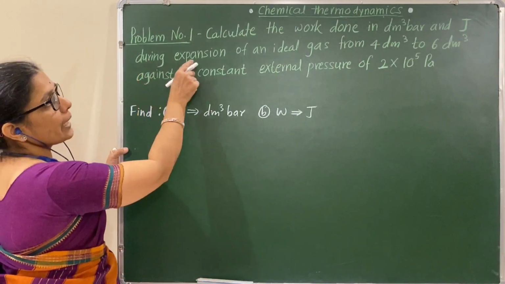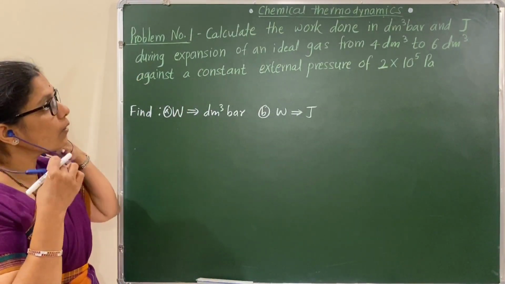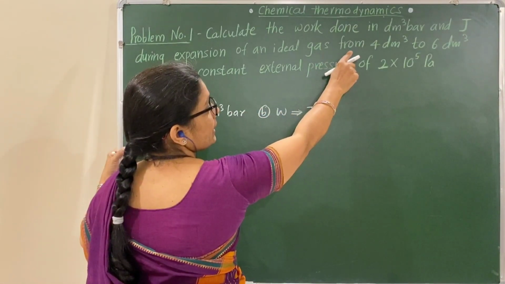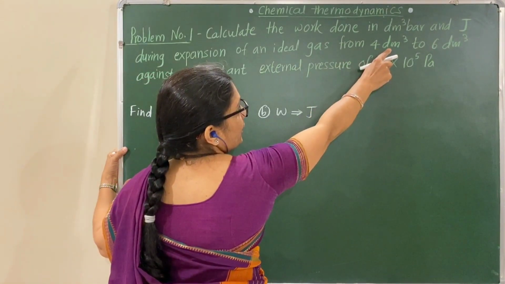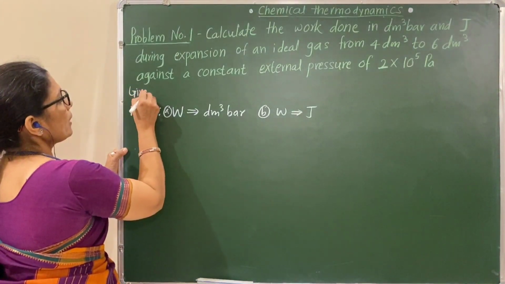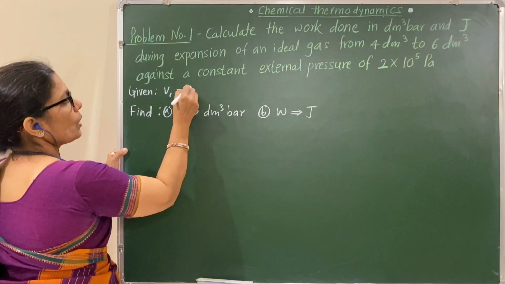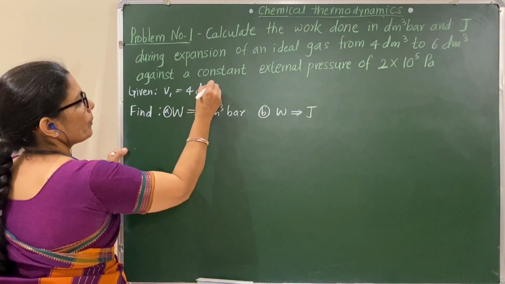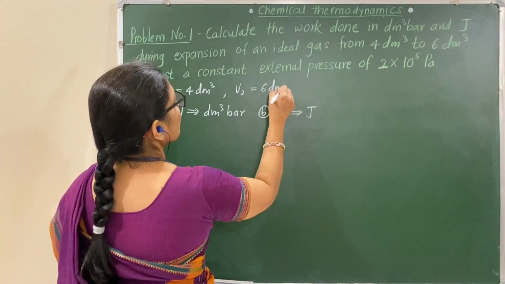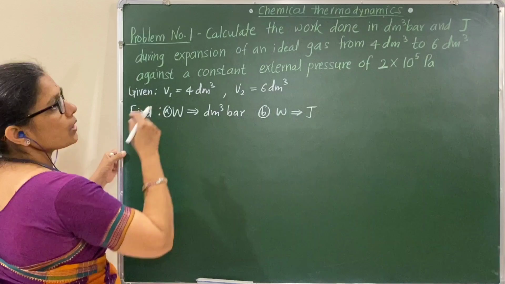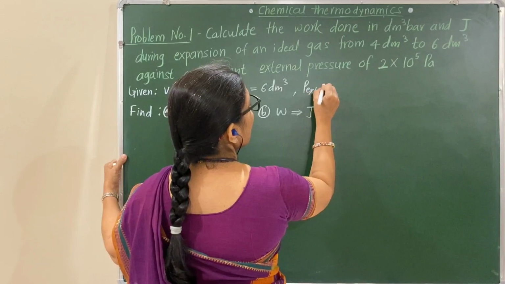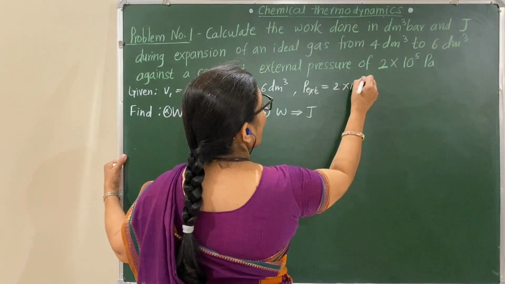Now, during expansion of an ideal gas from 4 dm cube to 6 dm cube, the unit of volume is dm cube. This is the initial volume given here: V1 is equal to 4 dm cube and V2 is 6 dm cube, against a constant external pressure. External pressure is given, it is 2 into 10 raised to 5 Pascal.